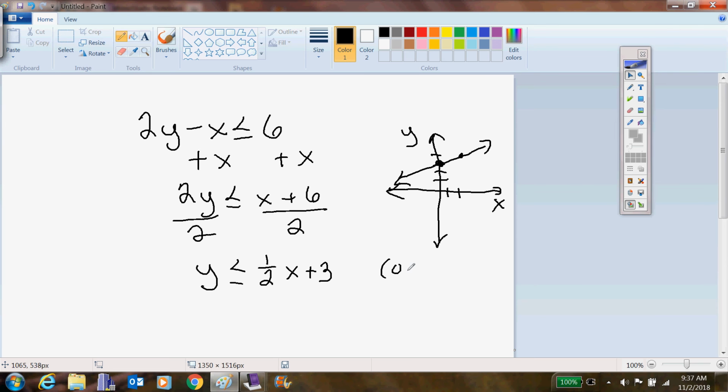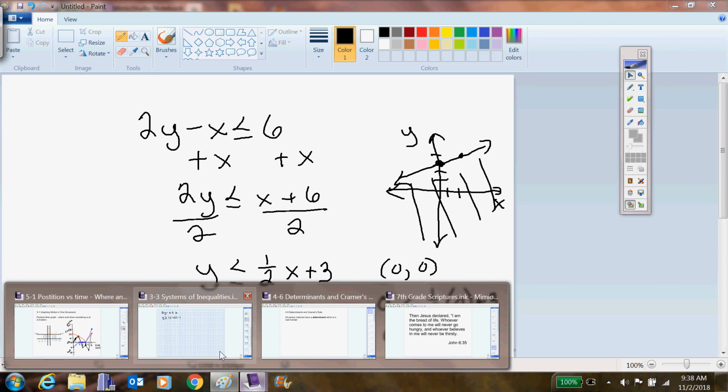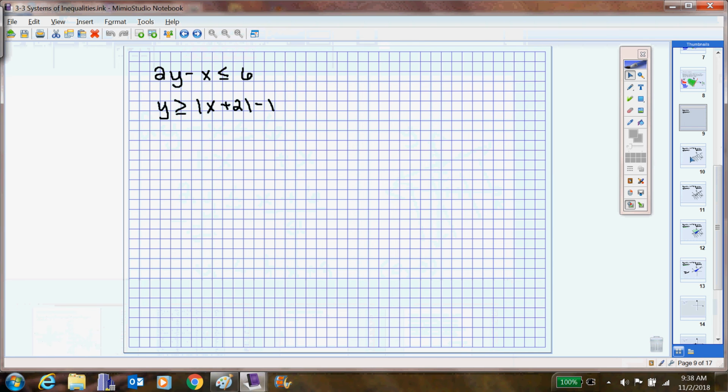So we plug in our test point. 0 less than or equal to 1/2 times 0 plus 3. Is this one true or false? Is 0 less than or equal to 3? Yes, so which way do you shade? Bottom, where the 0, 0 is. So right down here. And it looks like this.